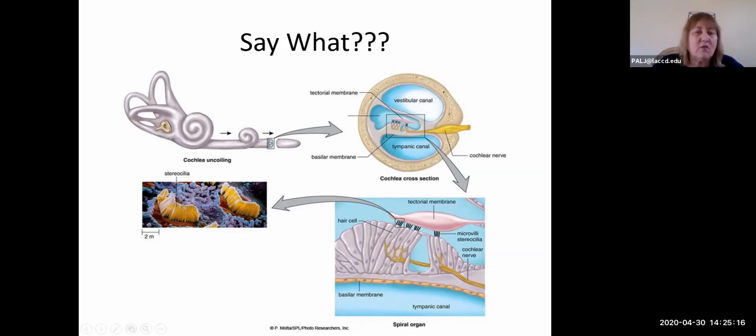So if we take the cochlea and uncoil it, as in the upper left, and we make a cross section through it here, it would give us this picture, which is the cross section of the cochlea. Then if we took the boxed area and blew it up, it would give us this bottom right picture of a structure known as the spiral organ. And then if we were to look at the upper part of this spiral organ, and this is a scanning electron micrograph, that's the view from above. So we're going to get to the last part, but we're going to start with the first part.